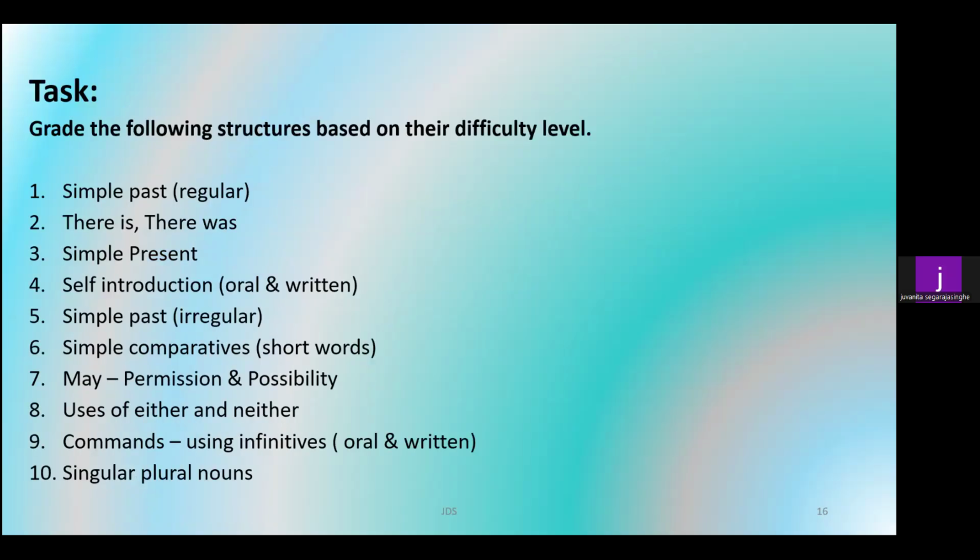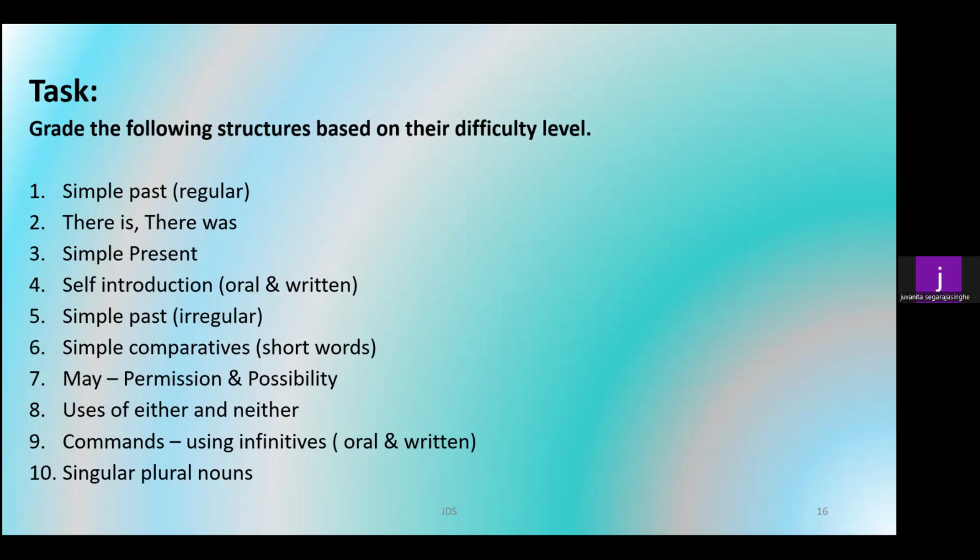Now, our task is to arrange these structures. These belong to a structural syllabus. So think, which one can be taught first? Which one should be taught next? Likewise, based on the difficulty level, based on the known to unknown or difficult to easy concept, try to arrange them.